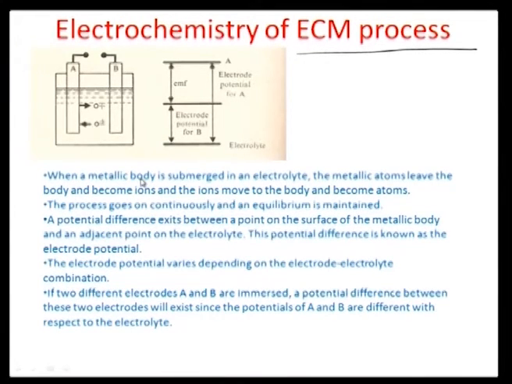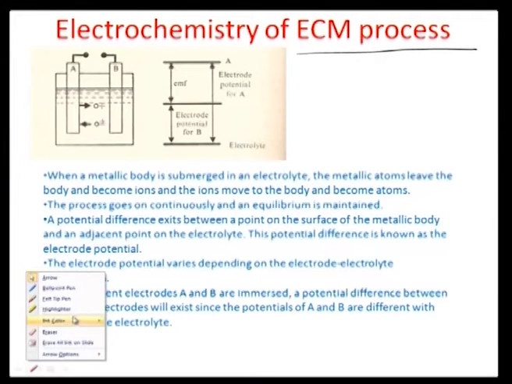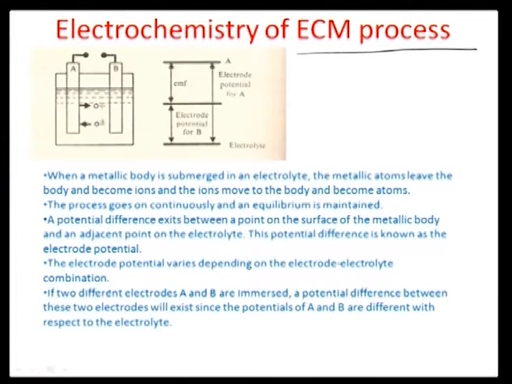So just for the sake of repetition, in an ECM process the following events actually take place. It starts when a metallic body is submerged in an electrolyte. The metallic atoms leave the body and become ions, and the ions move to the body and become atoms. The process goes on continuously and an equilibrium is maintained.